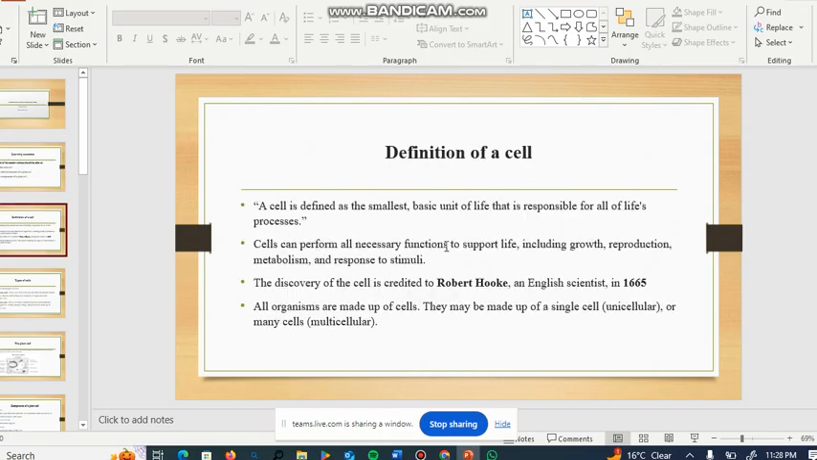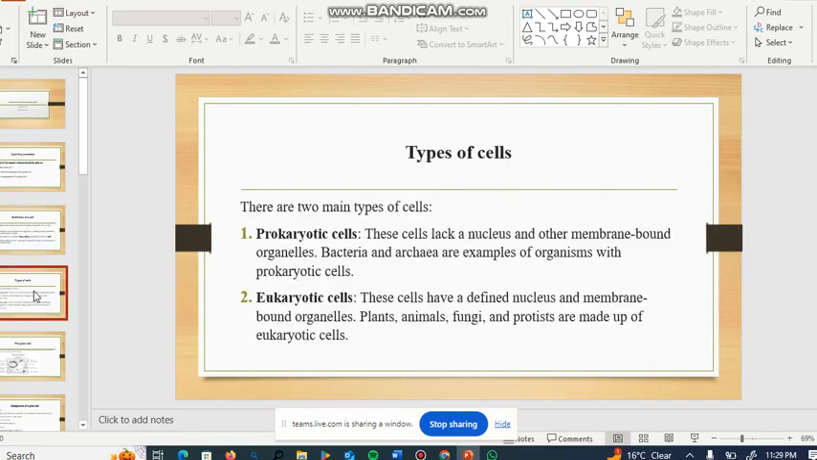So let's go to the definition of a cell. A cell is defined as the smallest basic unit of life that is responsible for all life's processes such as growth, reproduction, and metabolism. It was first discovered by Robert Hooke in 1665. So, Agnes, take us through the types of cells.